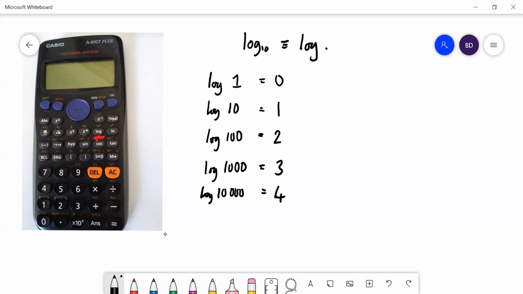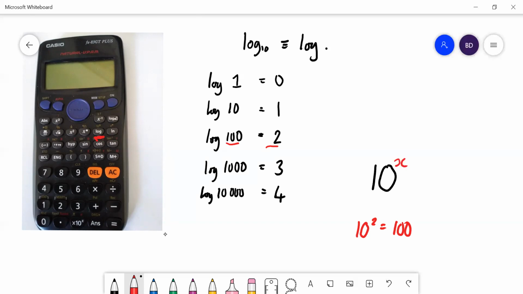Log to the base 10 is what number you have to raise 10 to, to get that answer. So for example, 10 squared is equal to 100, isn't it? So that's why the log of 100 is 2. Okay, so that's easy for numbers which are powers of 10.